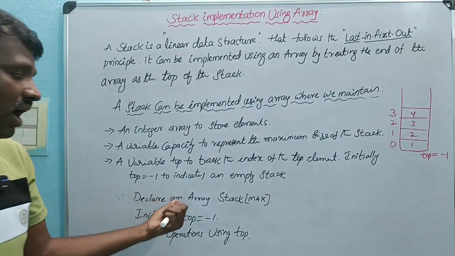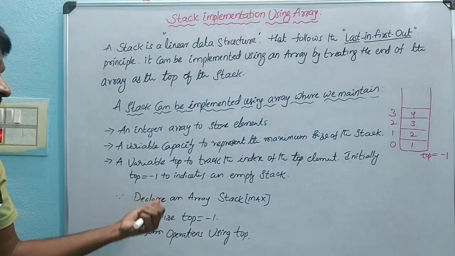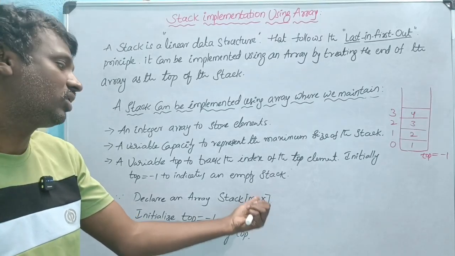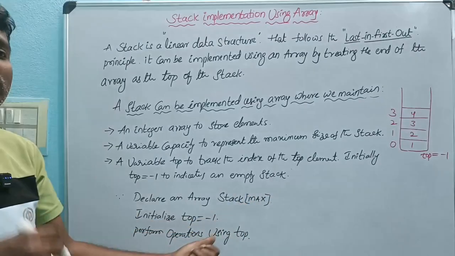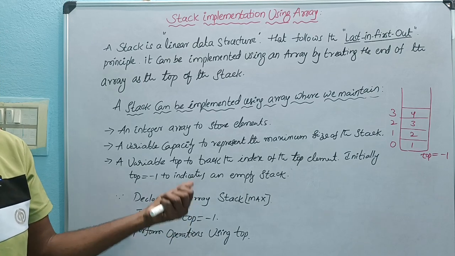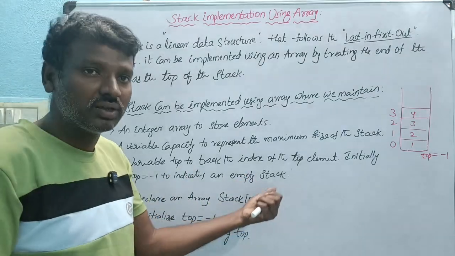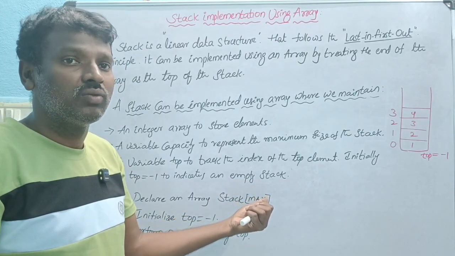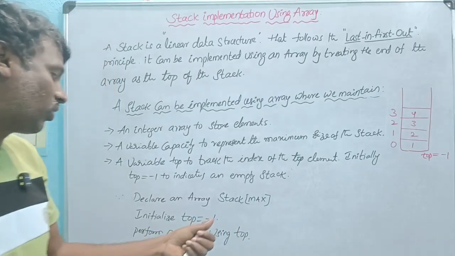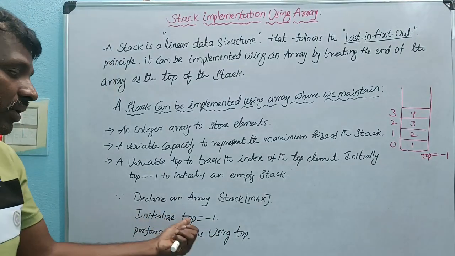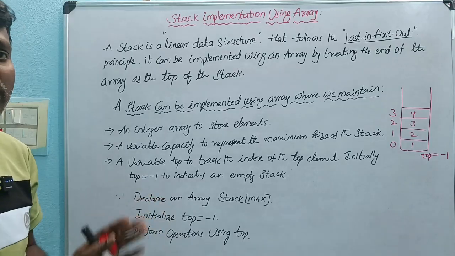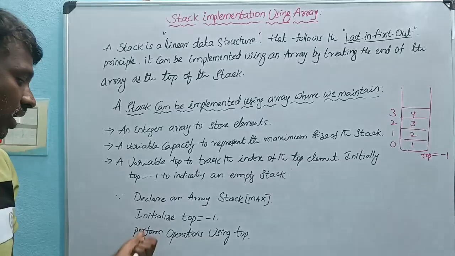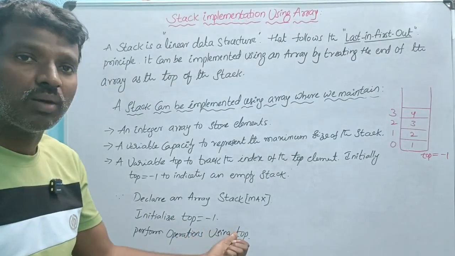Then declare an array. What is that array? Stack. This is the size of the stack, the max size. Whatever max size you give, that many elements can enter the stack only. If you push more than that size, the stack overflows. So initializing top equal to -1 means initially my stack is empty.